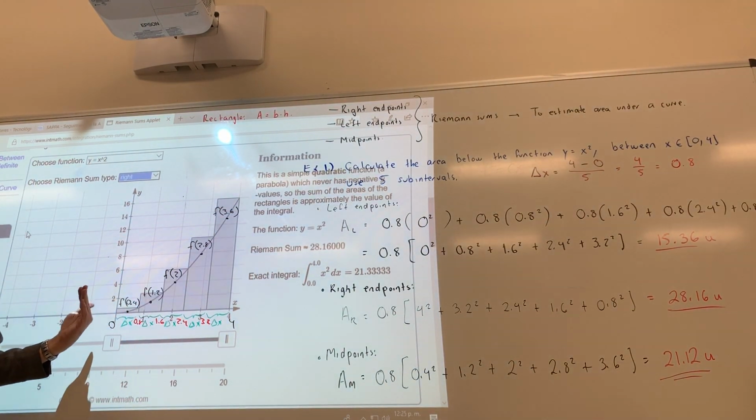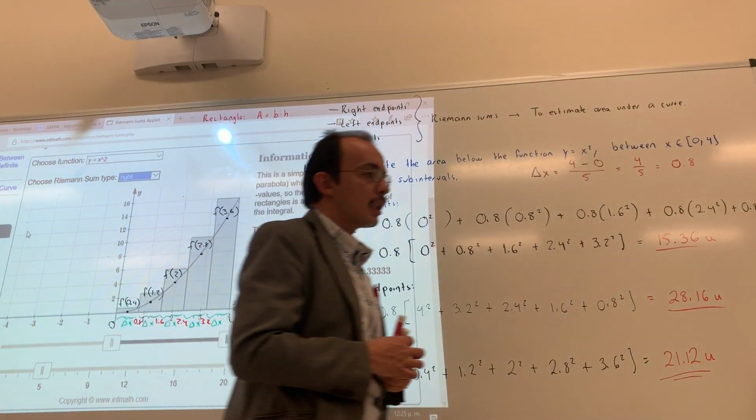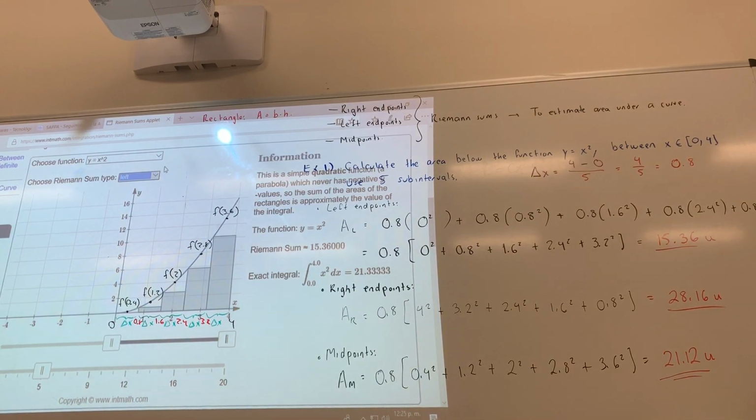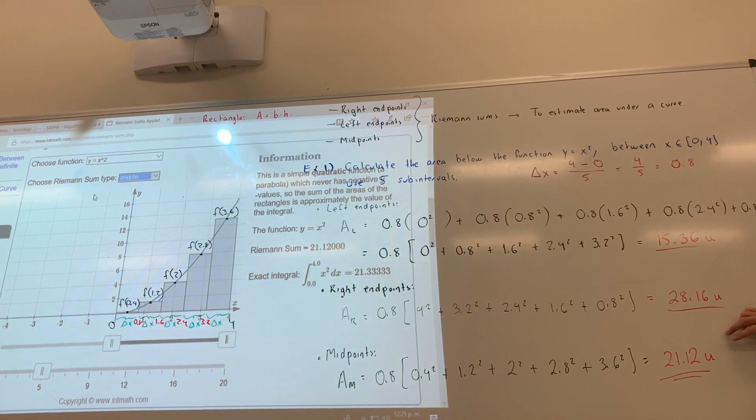For the left end points, the one that you start is the first one, the first value. This is the left. And the midpoint, well, the midpoint of each rectangle. Okay? Now, which one is better? Well, the last one is more exact. And it should be between those two. It's not an average. But it's between those two, approximately. And it's a better approximation than the other two.